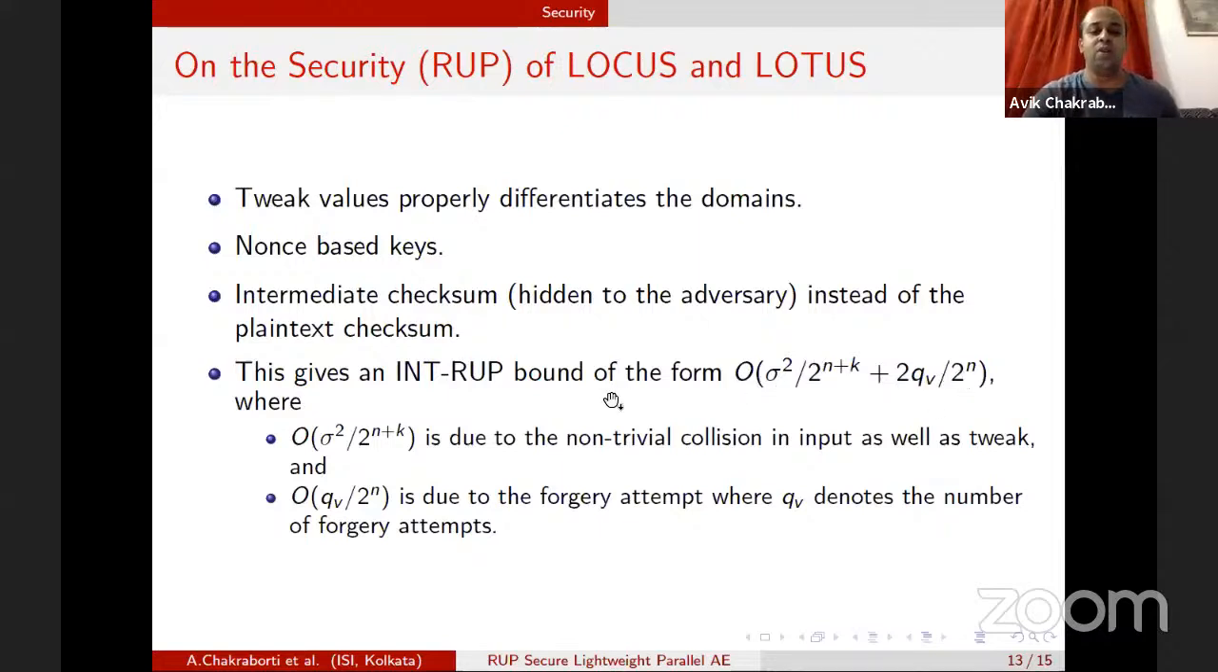for the INT-RUP bound. And the first part comes from the non-trivial collision in the inputs as well as the tweak, and the second part comes from the forging attempts, because qv is, let's say, the number of forging attempts. So this is all for the security bound for the Lotus and Locus modes, and both of them exhibit the same security bound.